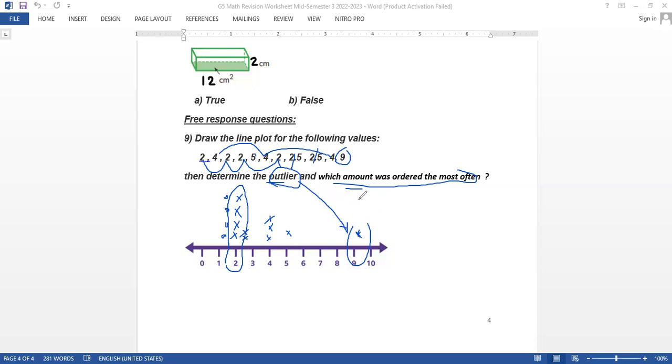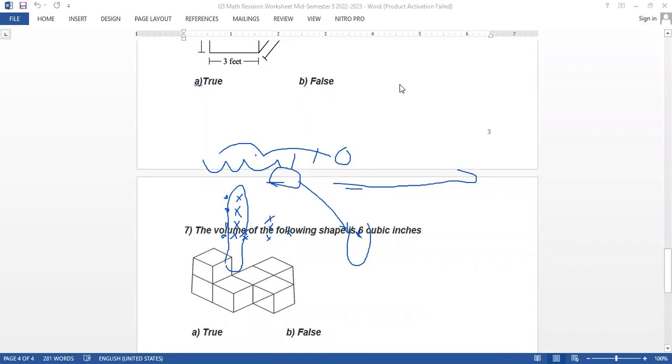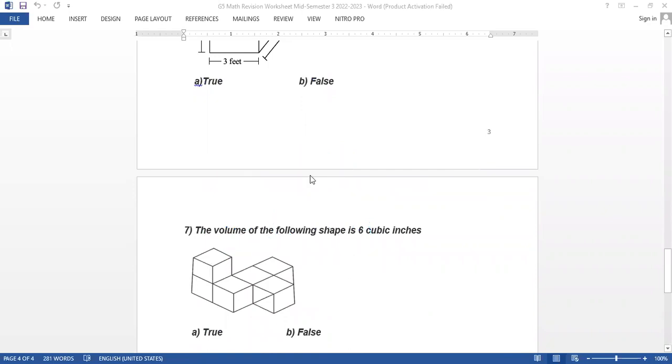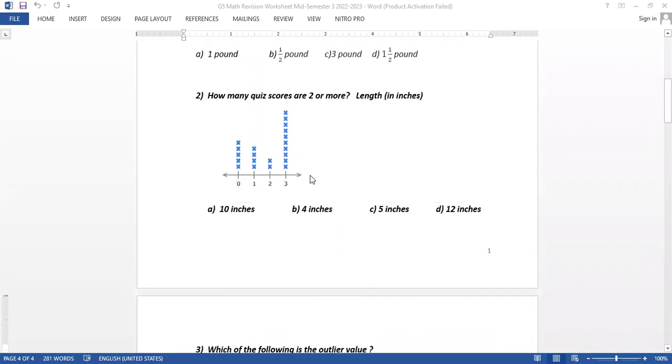So from this, we have discussed 3 points: the line plots, the volume, and the outlier. These are the most important points you need to remember, along with the point where we count the cubes. By this, we come to the end of the video, and we need to remember these points to be able to solve the questions.